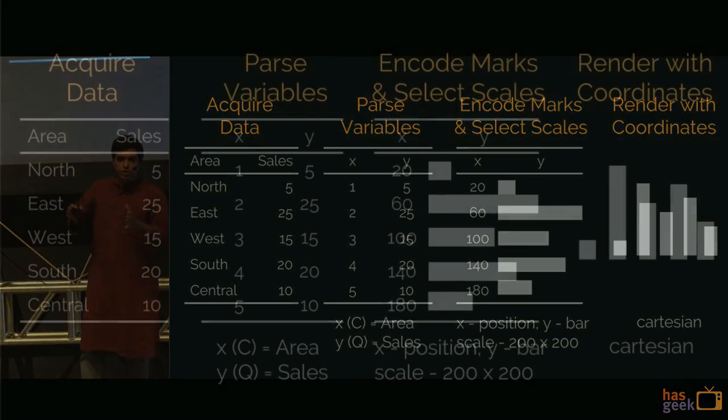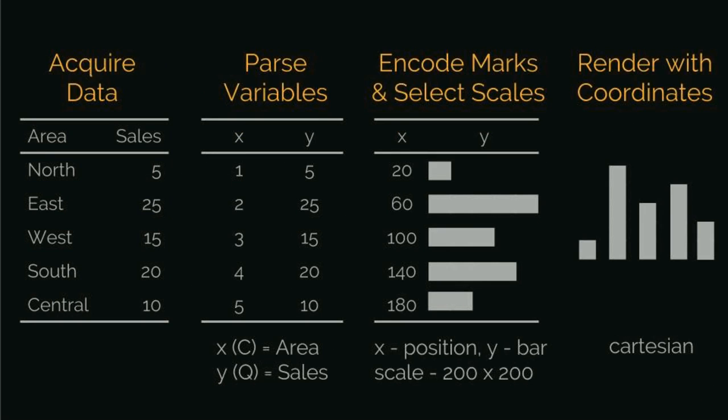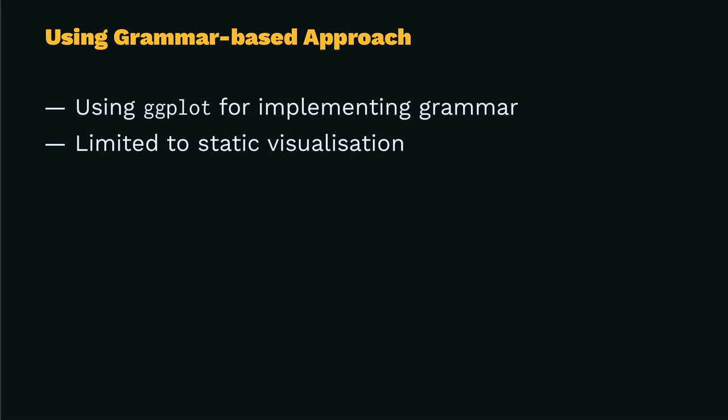And because you're using grammar, you're not really defining a chart type, you're defining a workflow. You're defining a flow of grammar transformations, which takes the data, encodes it into marks, scales it, renders it with the coordinates, and you can basically create unlimited visualizations using the grammar. And this was fantastic. So over the next 2-3 years, I was really into grammar of graphics. And there are many implementations of this.